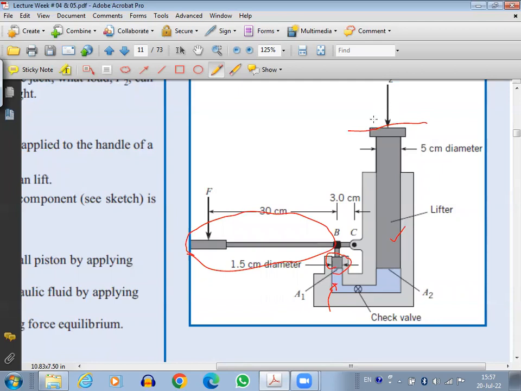So if I apply the force here, when this lever goes down, this piston goes down, and automatically this other piston will move up. So this is the hydraulic jack. You apply the force over the lever, this piston goes down, and this one goes up, and it lifts the load. Now we're going to see how Pascal's law helps in the operation of the hydraulic jack.